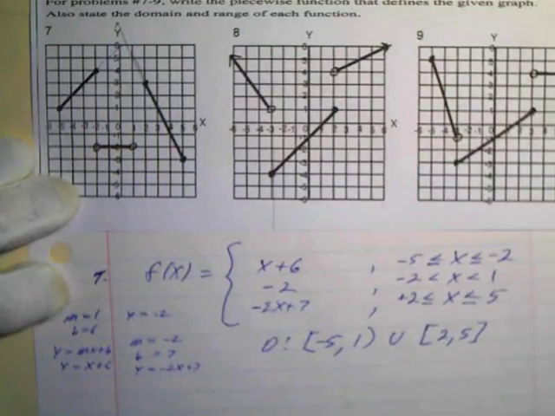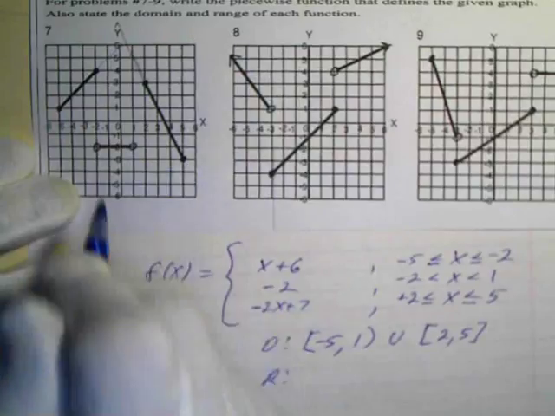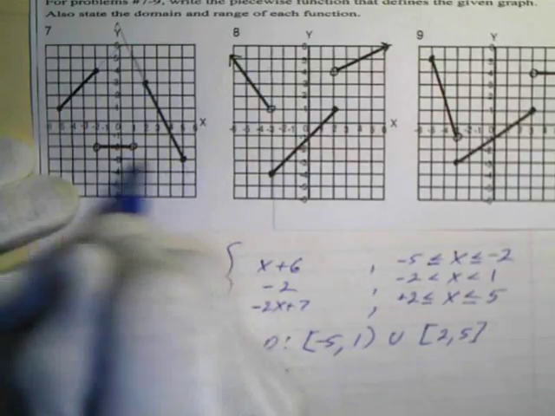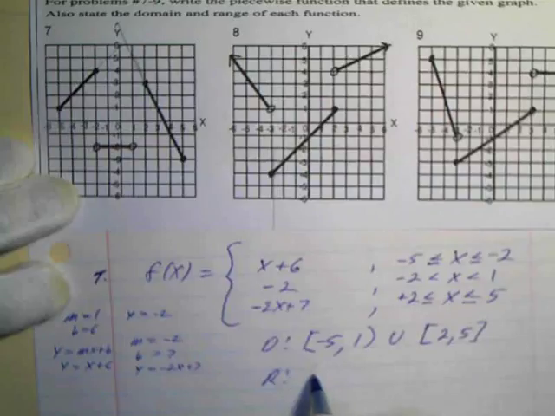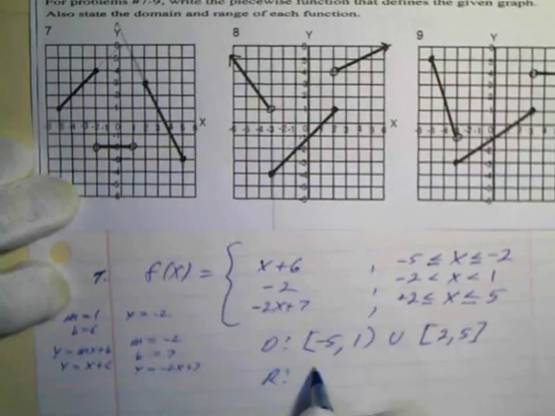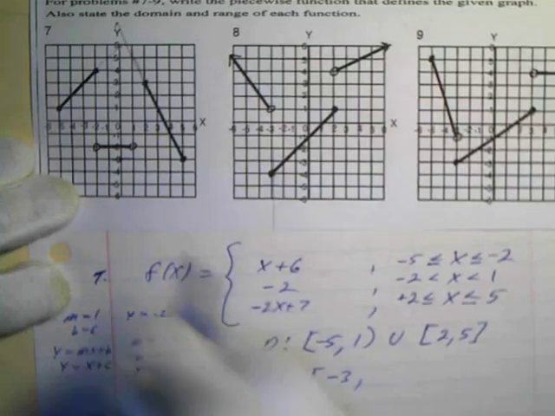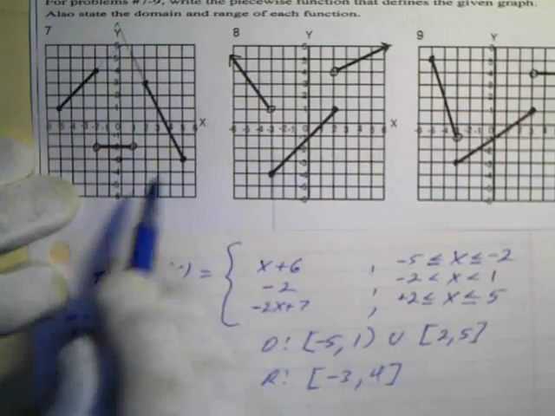Now the range, I want to look at the y values, and my lowest y value is going to be -3, I'm sorry, negative. Yeah, -3 right over here. It's going from -3 all the way up until I get over here to 4. And it's inclusive because these are dots. So my range is going to go from -3 all the way up to 4. And those are inclusive because those are dots.